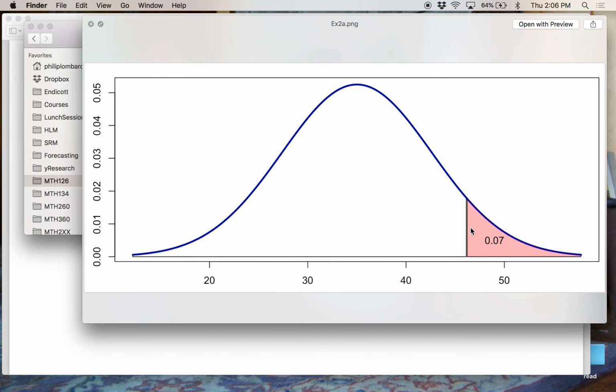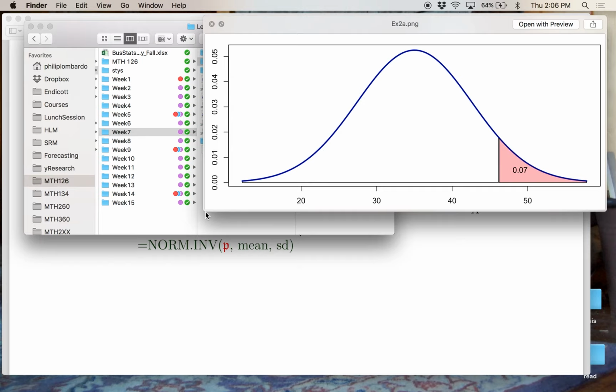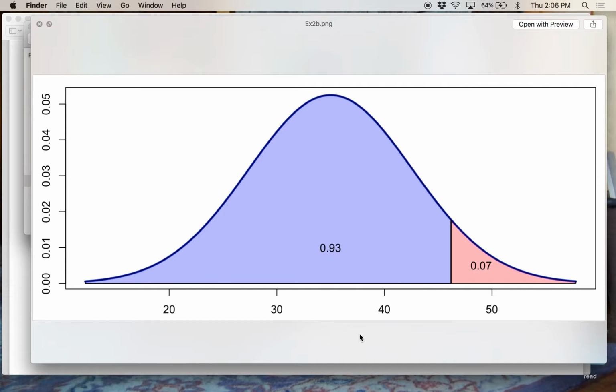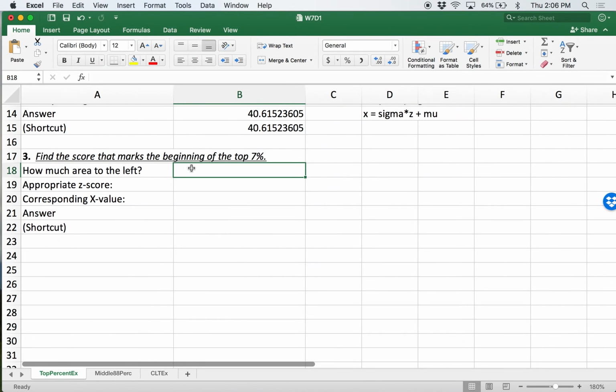Okay? Now, if there's 7% above, and keep in mind that the area underneath one of these density curves has to equal 1, right? Then this opposite area essentially has to be 1 minus 0.07, or in other words, 93%, or 0.93, okay? And as a left-tailed area that goes to the left of the score that we're interested in, this 0.93 is what we want to plug into our norm.s.inverse function. So, how much area is actually to the left? It's not 7%, it's 0.93 based on our picture.